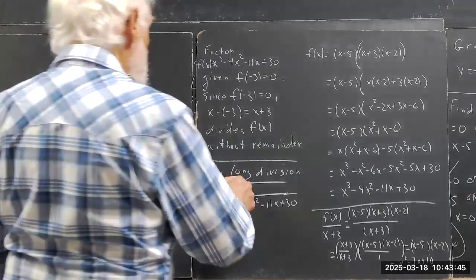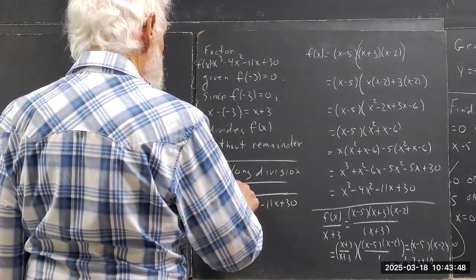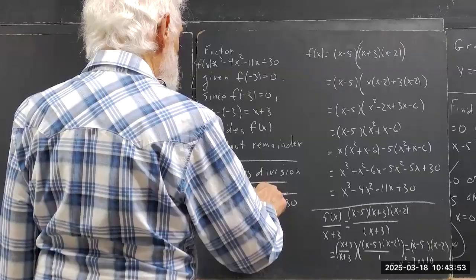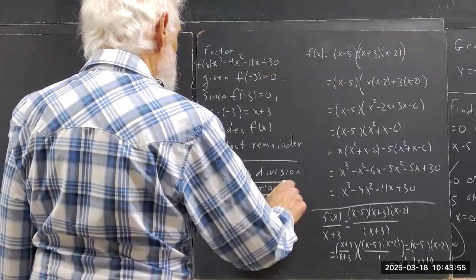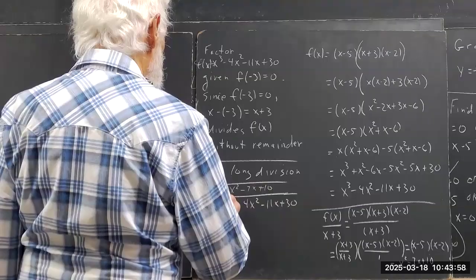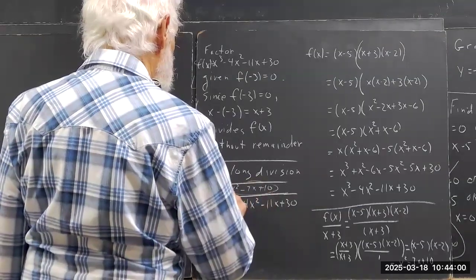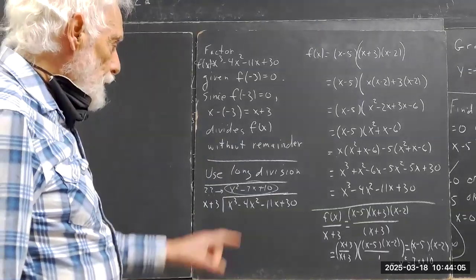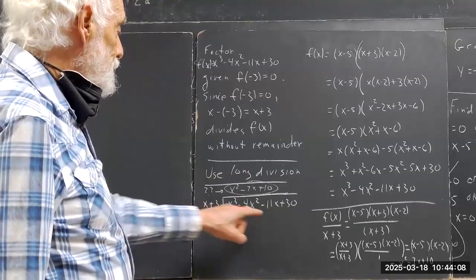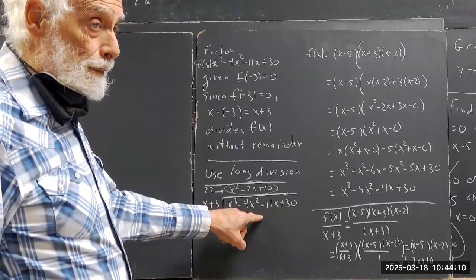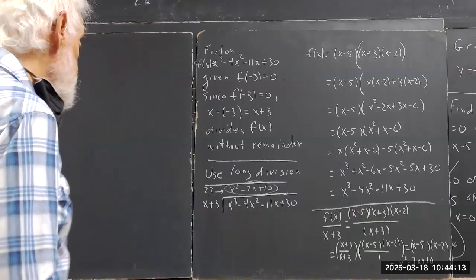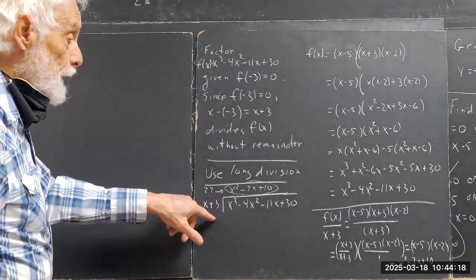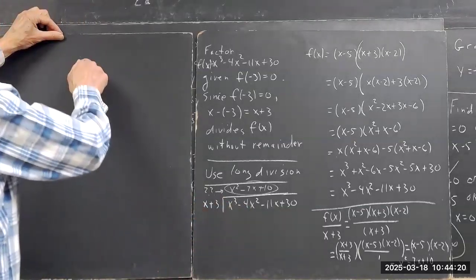And what we should get up here, we should get x squared minus 7x plus 10. We should get this because if I multiply this by this, I should get this. So all that aside, let's just look at the mechanics of dividing this by this.